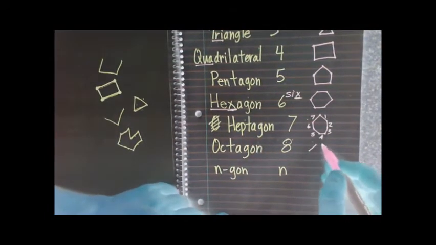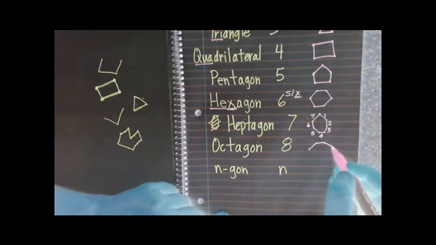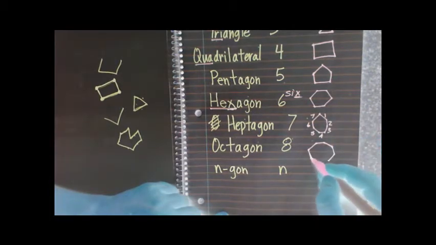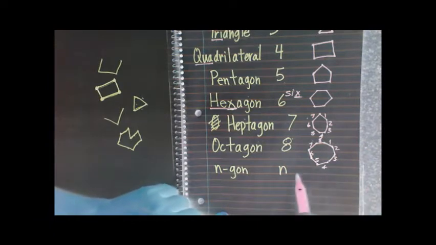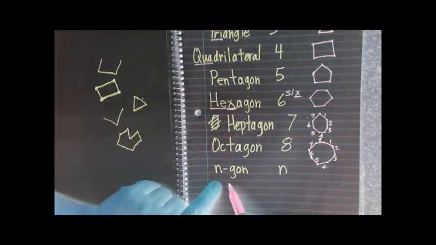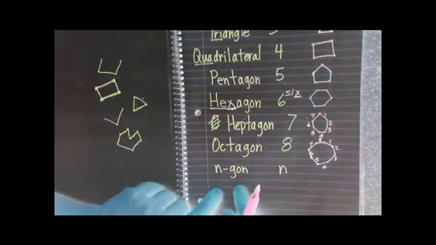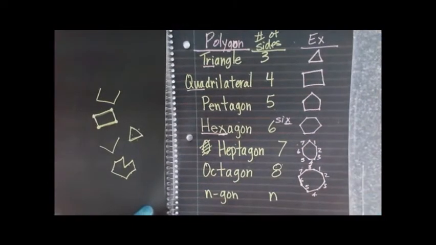And an octagon, the classic example is the stop sign. I think I just messed up my octagon. Example: 1, 2, 3, 4, 5, 6, 7, 8. Octagon has 8 sides. And so to take this further, an n-gon would have n sides. So if we had something that was 9 sides, it would be a nonagon, and so it would have 9 sides. How do we name polygons? By the number of sides that they have.